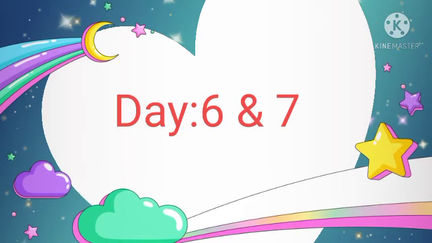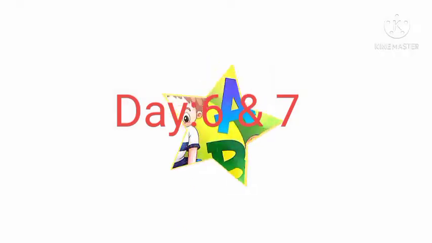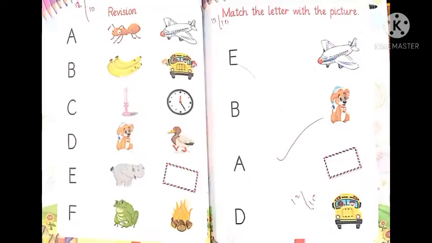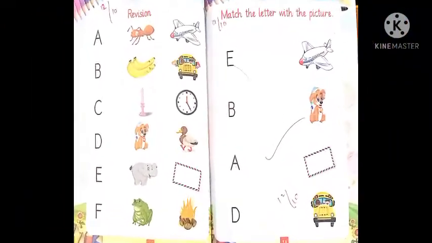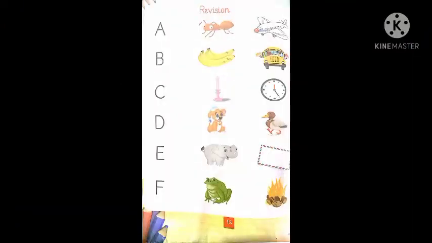Let's start the task of day 6 and day 7, in which we have to read English book page number 13 and 14. In this page we have to do revision. Let's start. A ant, A aeroplane. B beaver, banana, bus. C candle, clock. D dog, duck.